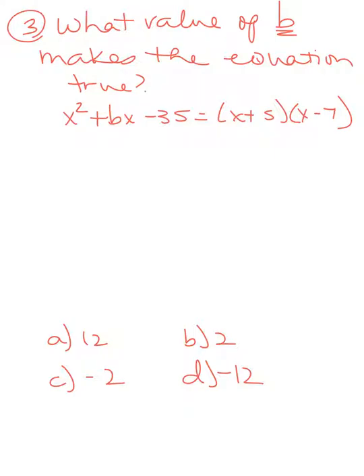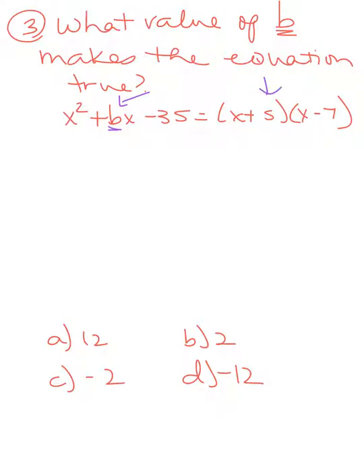Number 3 says, what value of b makes the equation true? And my equation is x squared plus bx, so there's my unknown, minus 35 is equal to x plus 5 times x minus 7. Now I'm looking for my middle term here, so I'm going to use FOIL.